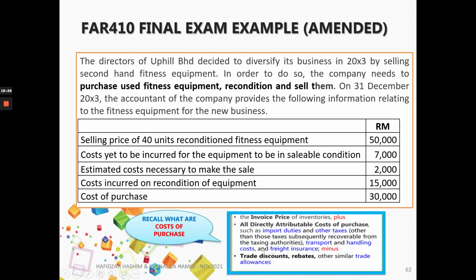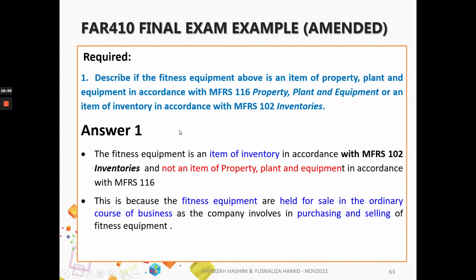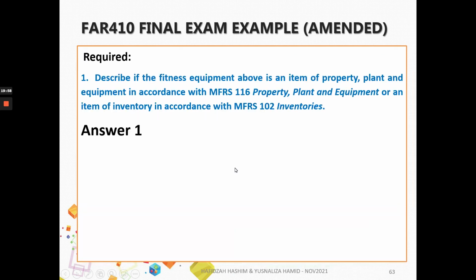Look at the components of the cost. The components of the cost are clear. It could be just number 1 and number 2. However, the NRV will consider the last 3 items. The cost of purchase is also in the cost of purchase calculation, so number 1. And let us look at the requirement. We'll go into detail on this part again.